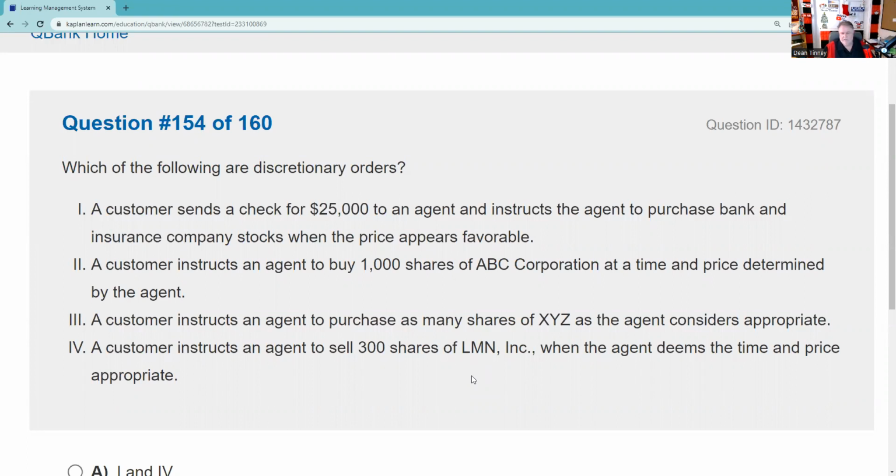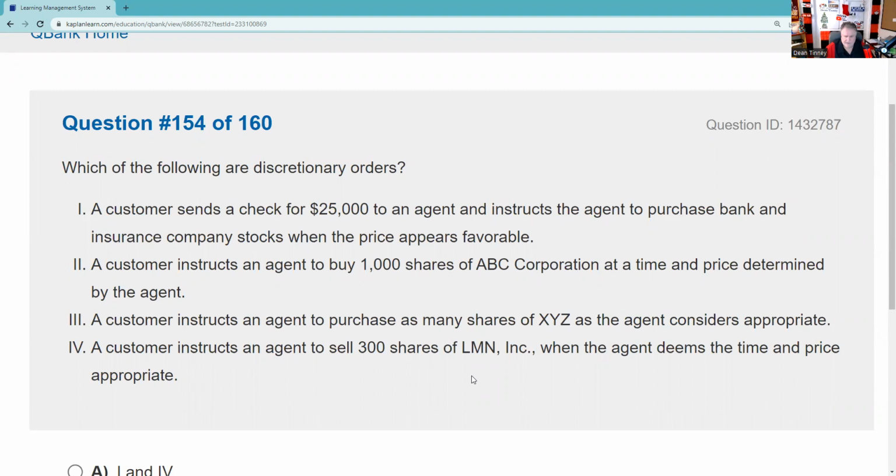1. A customer sends 25 grand and tells me to purchase bank and insurance company stocks whenever the price looks favorable. So I have a buy, but I don't have the security. That's discretionary. 2. A customer has an agent buy. There's the action. 1,000 shares, the amount. ABC, there's the asset. The 3 A's are present. That is not a discretionary order.